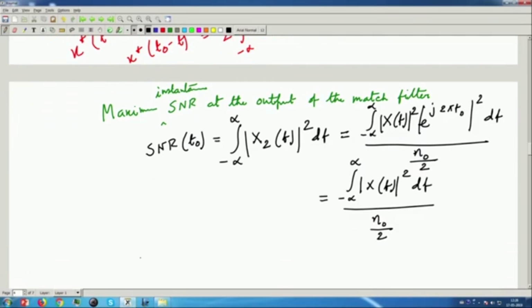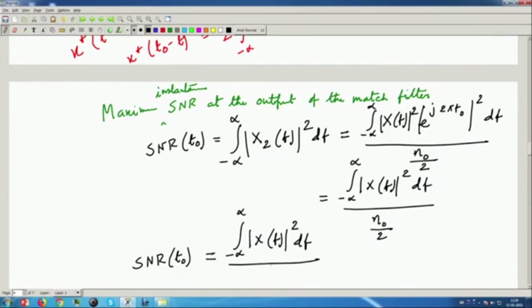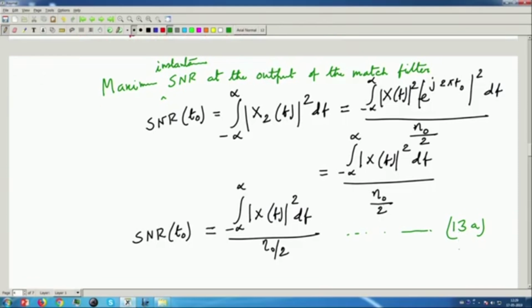I am again writing this equation. This is also a very important equation: at time t is equal to t 0, what is the instantaneous SNR, that is given by the same thing I am writing, because I will give it an equation number, eta naught by 2. Let us say the number is 13A, because 13 gives us the impulse response, this shows us the SNR at that time.